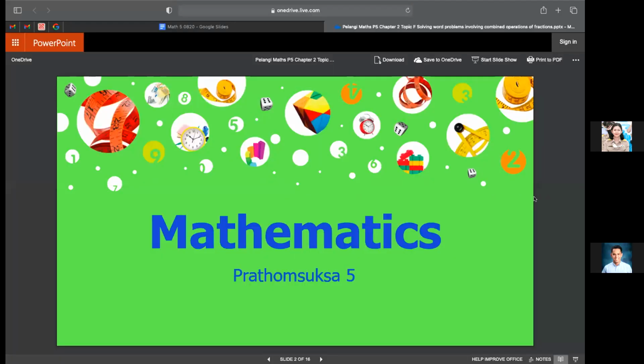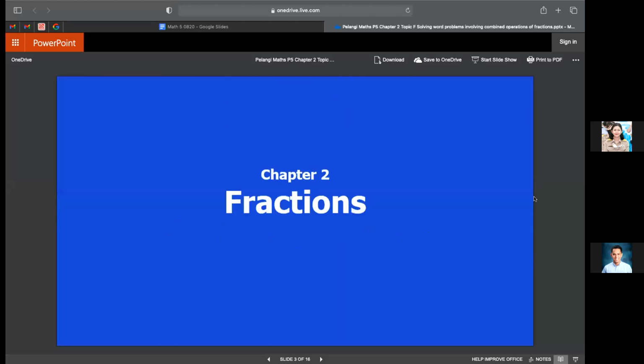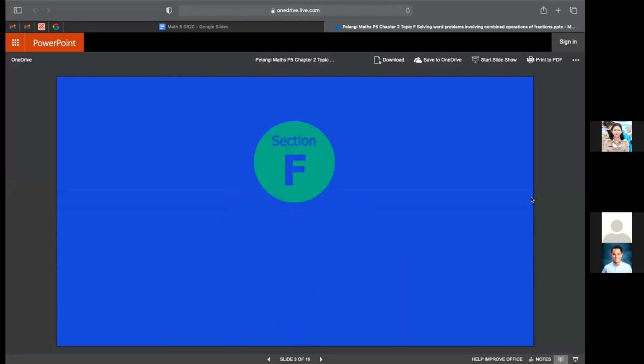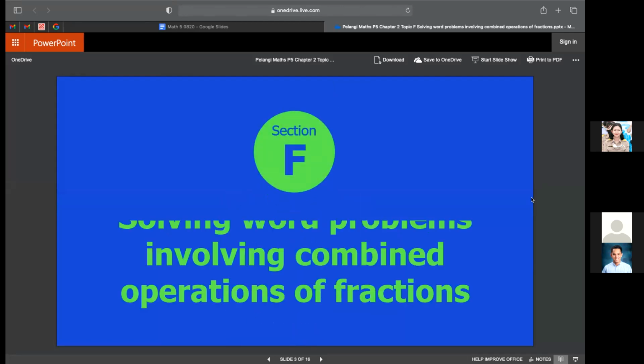All right, so as I've said, we are going to discuss today the last lesson in fractions, which is section F, solving word problems involving combined operations of fractions. That means we will apply addition, subtraction, multiplication, division in a word problem. That means we have a word problem already.